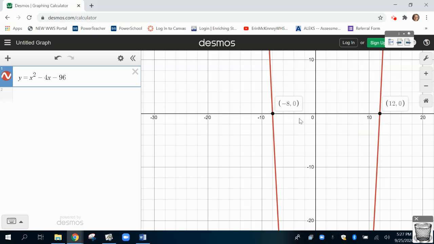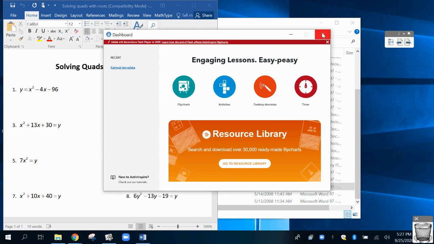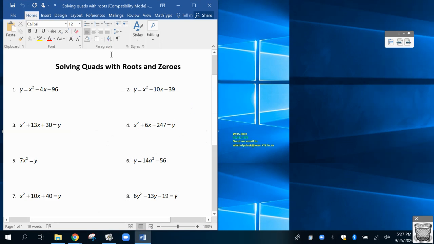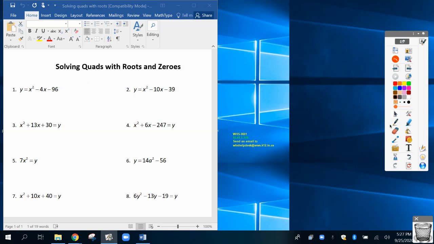Now, we don't name the ordered pair. We just name the x value. So if we were given this original problem, y equals x squared minus 4x minus 96, we looked at the graph, and we saw where it crossed the x-axis, we would say that its solutions are that x equals -8 and +12. And that's just the answer.